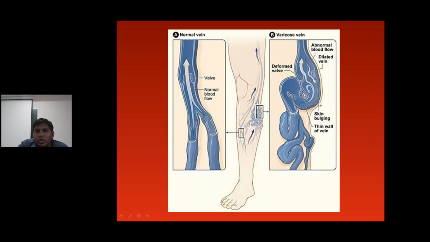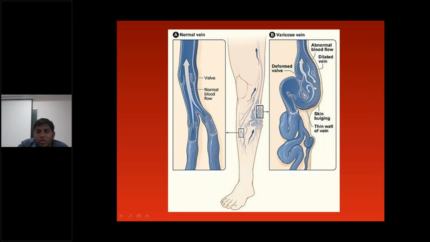So you clearly notice the skin bulging outside, the segment of varicose veins. So this is the deformed wall. And you could clearly appreciate instead of unidirectional flow, there is reflux. So while traveling upwards towards the inferior vena cava, it is also traveling in the reverse direction. This is known as the reflux.